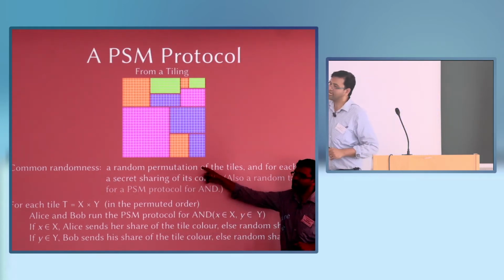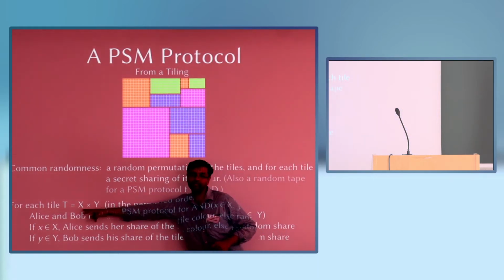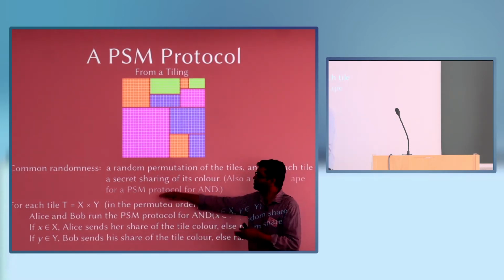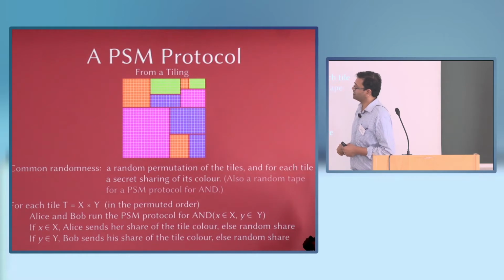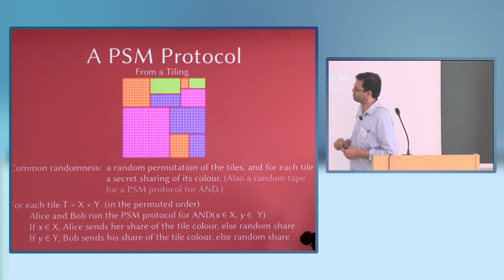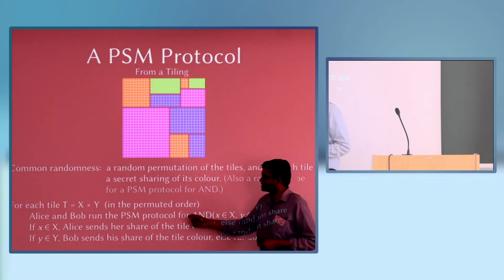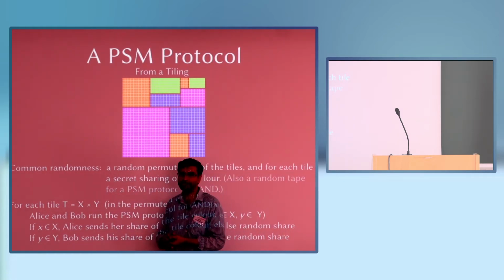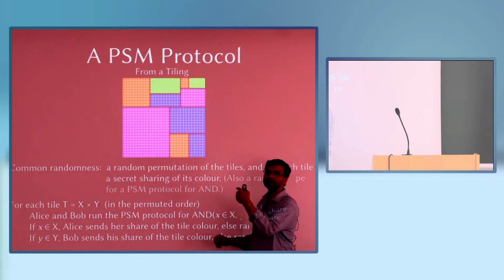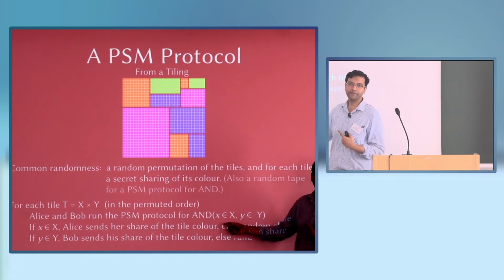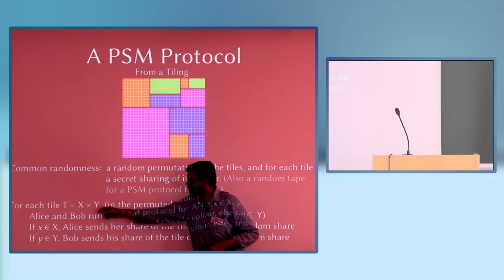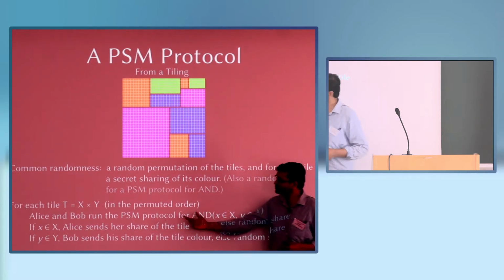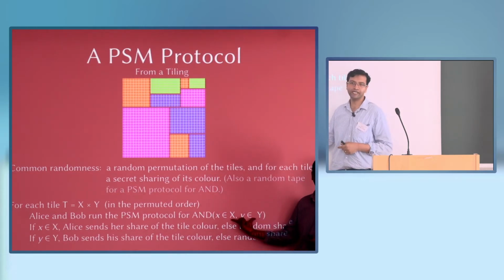So for each tile, which is a rectangle X cross Y, Alice and Bob go in the order in which the tiles are kept in the common randomness. Alice checks if her input is in the X range of the tile, and that's her bit to the AND protocol and predicate. And similarly, Bob. Alice and Bob will run a PSM protocol to do this AND.